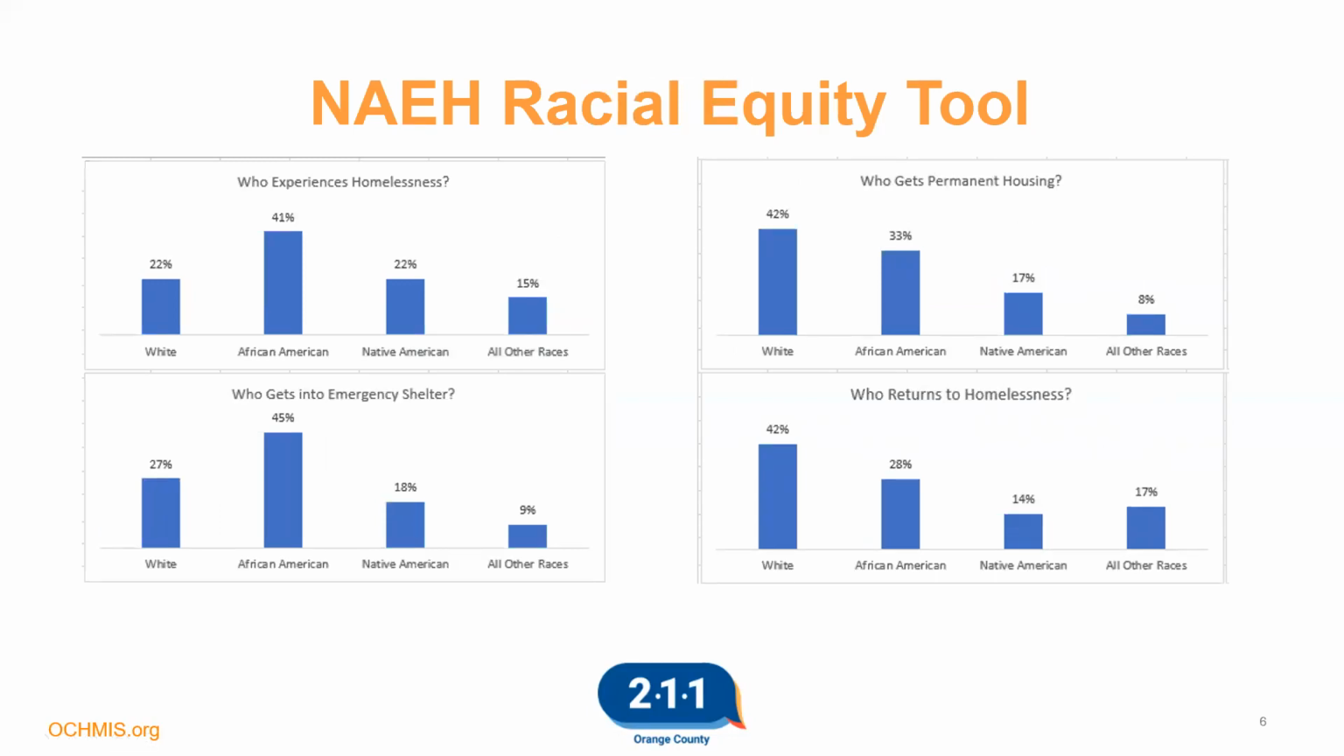NAEH also has a racial equity tool that we could consider for our own dashboard. So they are looking at who's experiencing homelessness by race, what projects the clients are getting into by race. So it's like clients in emergency shelter, clients in transitional housing, etc. And then they're looking at who is getting into permanent housing, so who's exiting to permanent housing, and then who is returning to homelessness after they've been housed.